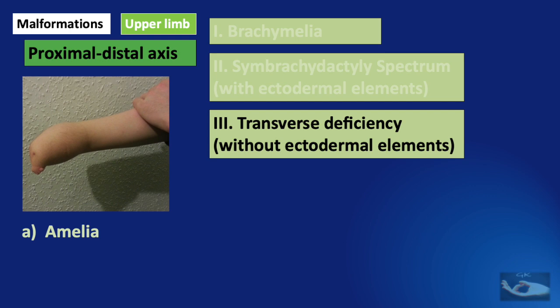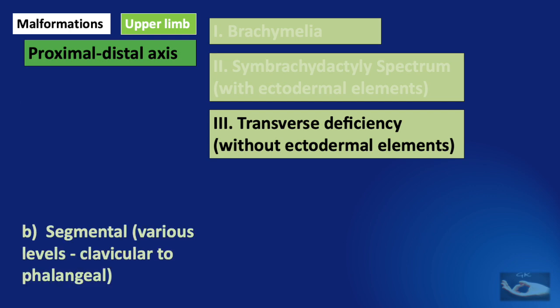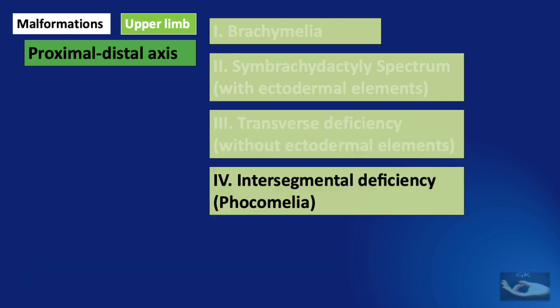The third category of transverse deficiency without ectodermal elements could be an amelia or a total absence of the limb beyond a certain level, or segmental occurring at various levels from clavicular level to the phalangeal level. Intersegmentary deficiency exemplified by phocomelia can also occur.